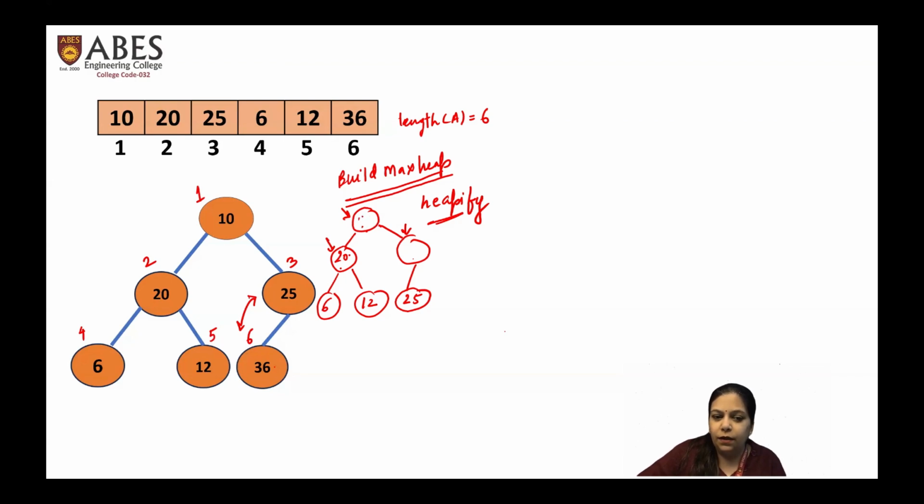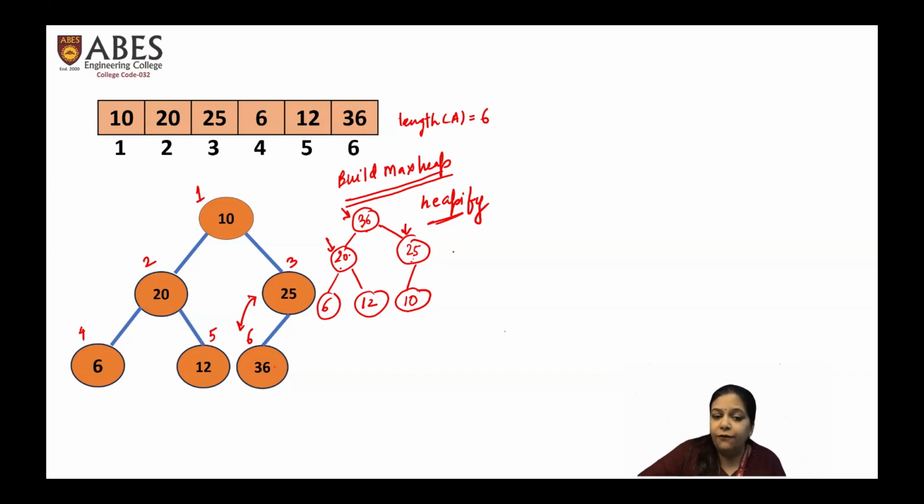So the situation will be: this will become 36, and this will become 10. But because the swapping has happened, we have to check this number again and heapify this node again. We check it with its left child and right child. Again, the left child is greater, so it will be swapped with the left child. There is no right child, so we do not have to compare it with a right child.